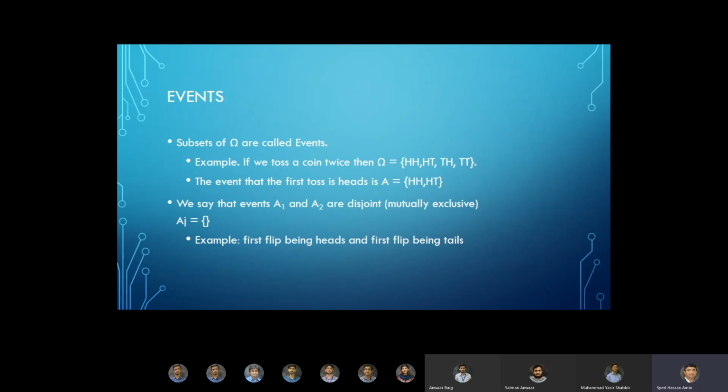Now you define different events. One of the possible events that you might define is that the first toss is heads. That event has 2 points, which are HH and HT. We say that event A1 and event A2 are disjoint, mutually exclusive, if their intersection is an empty set. So the first flip being heads and the first flip being tails is an example of disjoint events. So we have added a few key concepts to our toolkit.